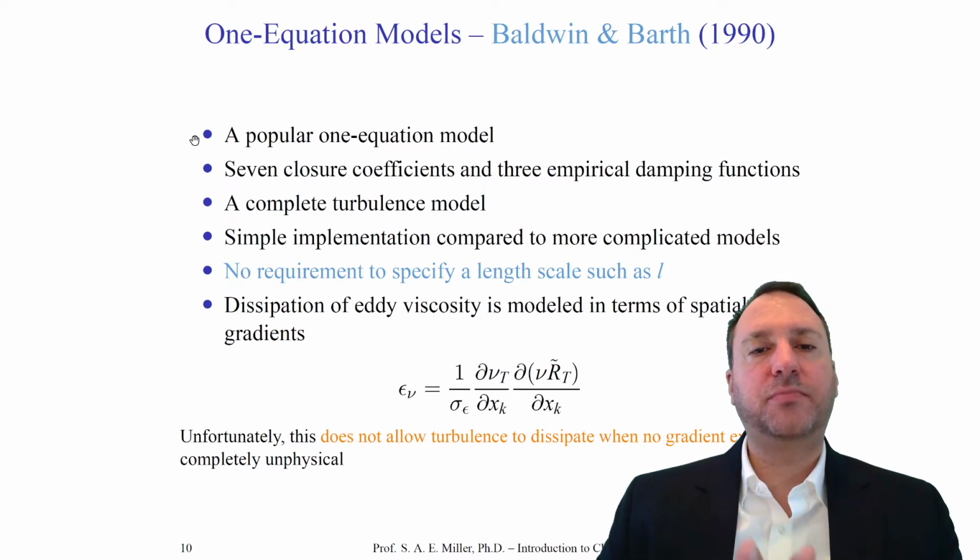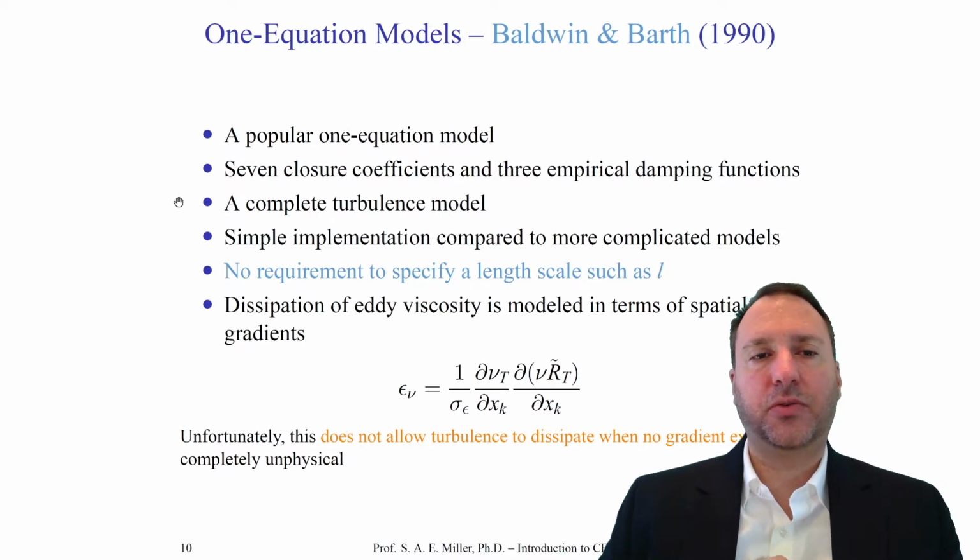So just like Prandtl developed the zero-equation model and people came along and modified it, as we've seen in the previous class, people have taken the idea of the one-equation model of Prandtl and have modified many of the terms and added empirical functions. It represents a simple implementation compared to more complicated models. So there are much more complicated one-equation models.